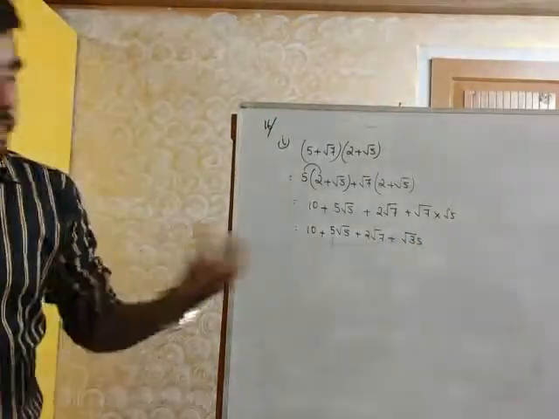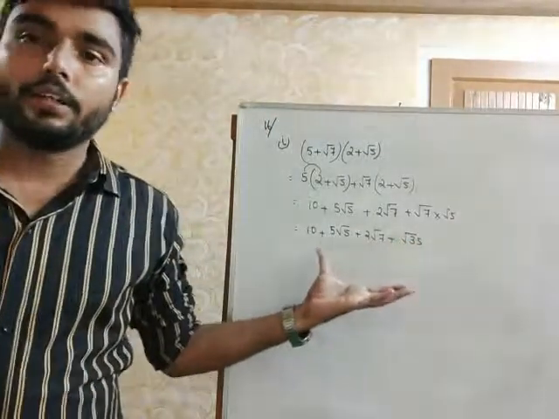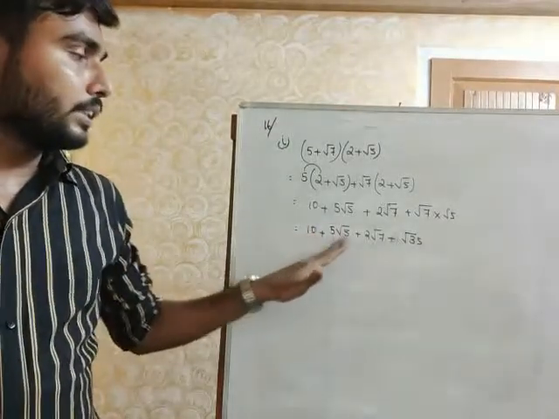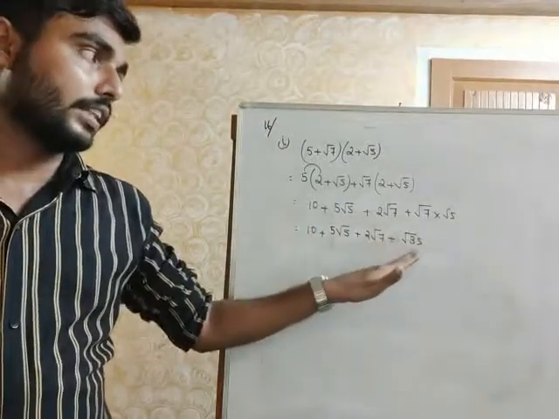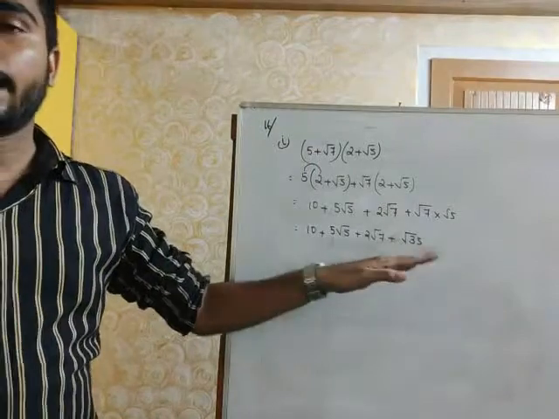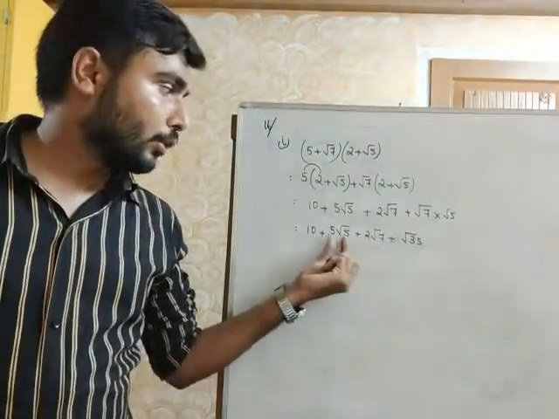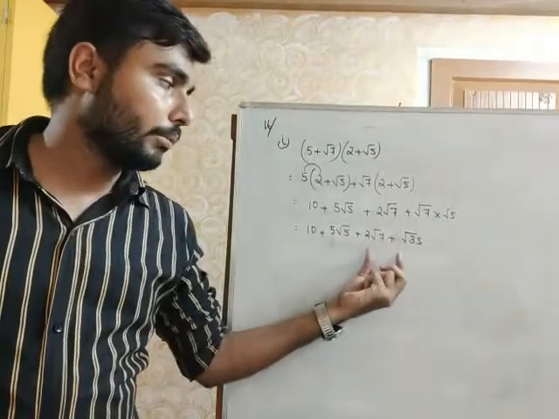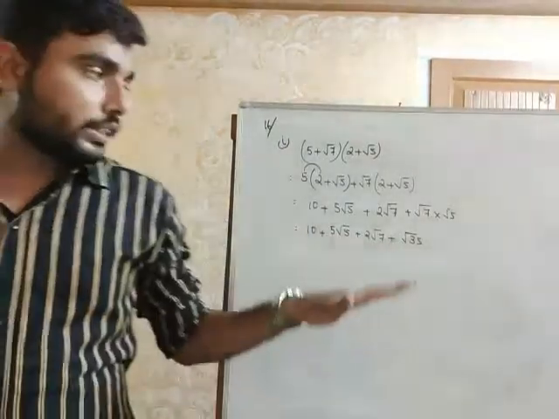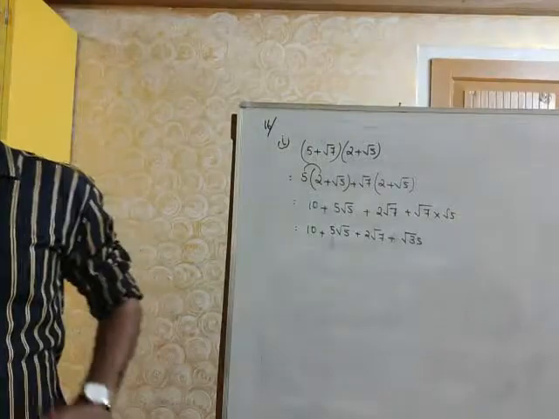Can you see any of the terms which are like here? This 10 is a rational number, this is irrational, and this is again irrational. Can I add or subtract or do any of the operations here? No, it won't be done because this cannot be added, this cannot be added, and 10 will not be added with anyone. So this is our final answer. Clear?